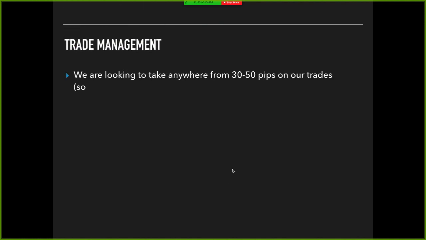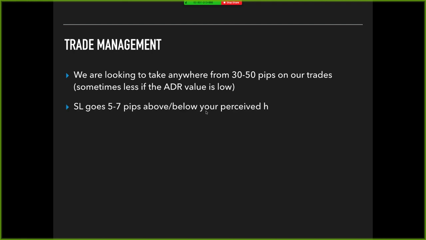Okay, and trade management. What we're looking to do with these trades is take anywhere from 30 to 50 pips, sometimes less if the ADR value is low. If you're looking at a pair like UF, UJ, AU, NU, stuff like that, the ADR is like 50 or 60 on those pairs. You're not looking to take 30 or 50 pips on that, because you're basically catching the whole move, and it's very rare that you're going to catch the whole move. So taking 20, 25 pips out of those pairs is a great trade. It's good enough. That's what I would target for a low ADR value pair. All right.